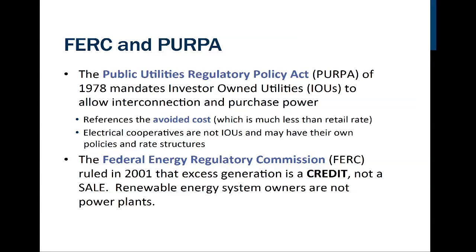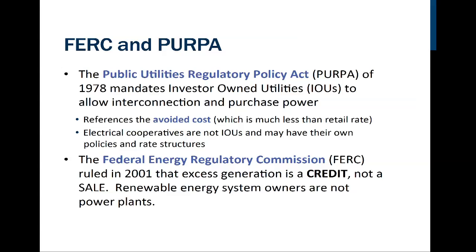We read a little bit about this before in our chapter here. We know about PURPA, the Public Utilities Regulatory Act, which allowed people to get connection to the grid and have renewable energy equipment. It references avoided costs, which means the amount of money or the wholesale rate that it costs the IOUs to generate their electricity. The Federal Energy Regulatory Commission, FERC, ruled in 2001 that excess generation is a credit, not a sale.